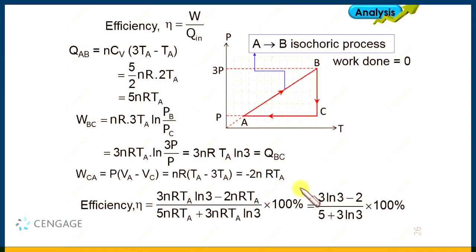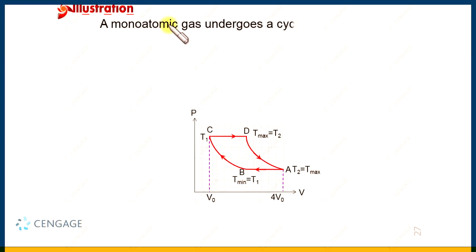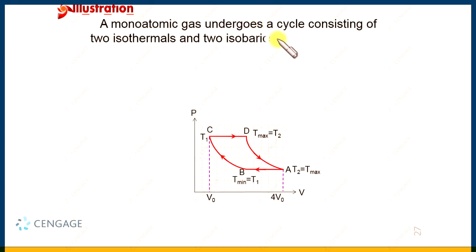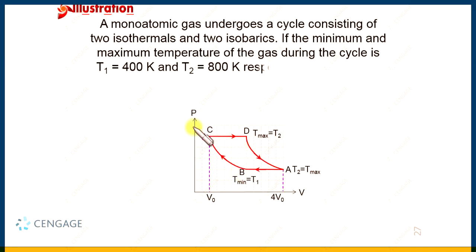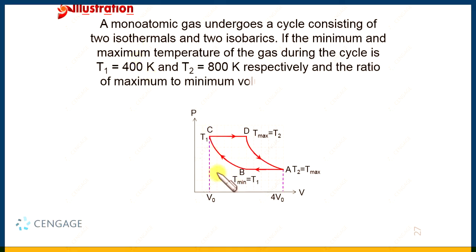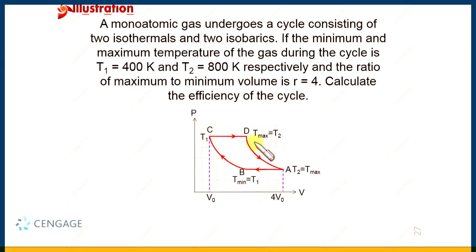Now, let us move to the next illustration. In this illustration, a monoatomic gas is taken and it is undergoing a cyclic process. This cyclic process consists of two isothermal processes, BC and DA, and two isobaric processes, AB and CD. During the cyclic process, the minimum and maximum temperatures are given.